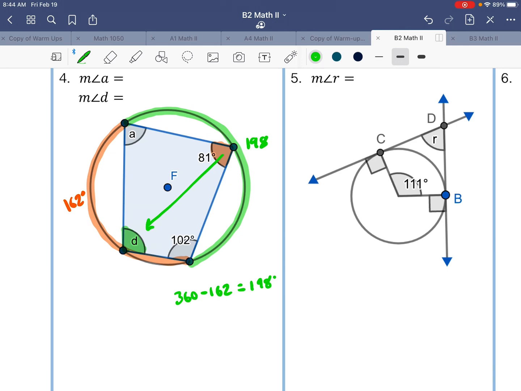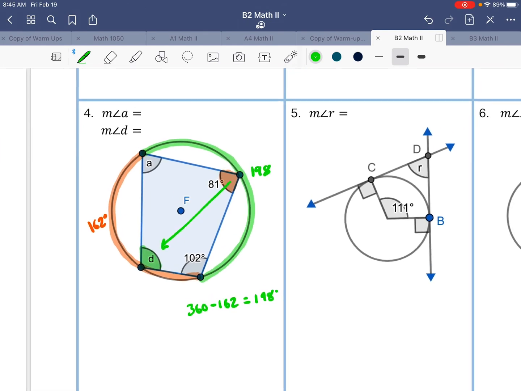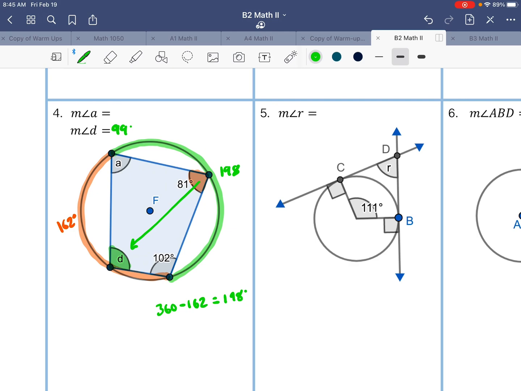And so then I know that this is half of that. So 99 degrees? 90? 100, yes, 99. So the measure of angle D is 99 degrees because it's half of that arc measure.